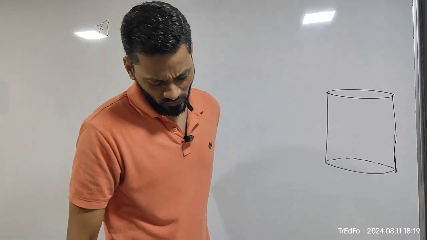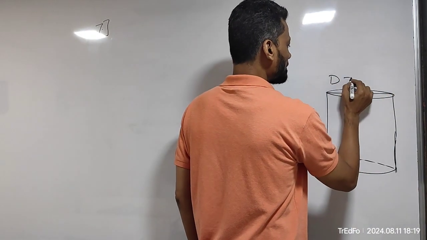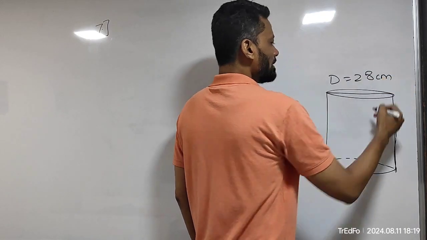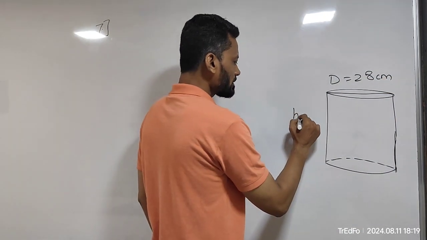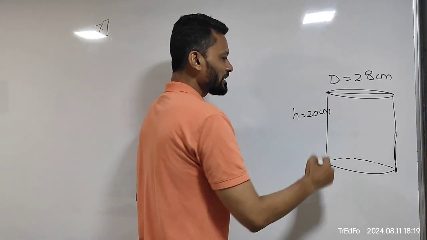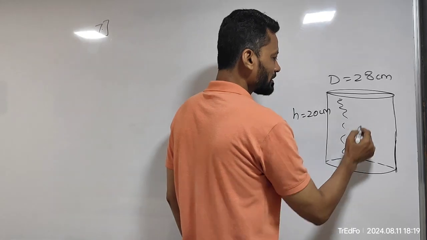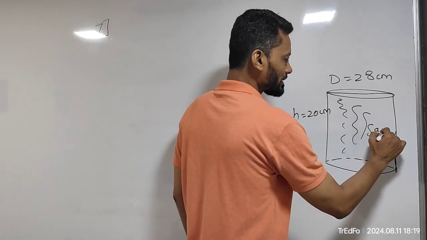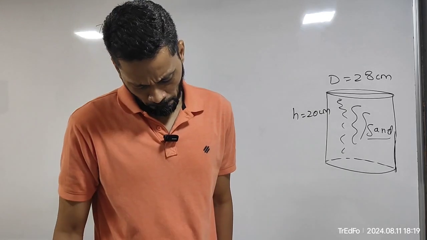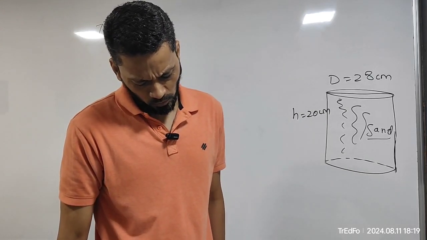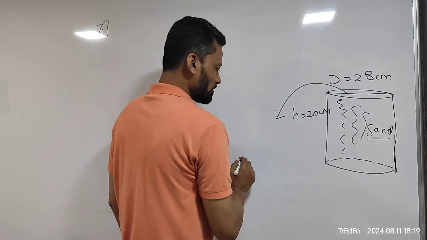So what is given over here? A cylindrical bucket of diameter 28 centimeter. So they have given this diameter. Diameter is 28 centimeter. And what else? Height is 20 centimeter. Was full of sand. What was there inside? There was sand inside. Sand means matti, reti. Okay. When the sand in the bucket was poured on the ground, that means they are tilting it and they are pouring this sand on the ground.